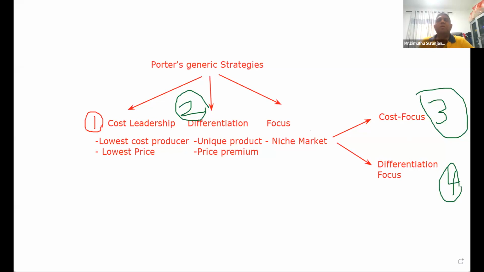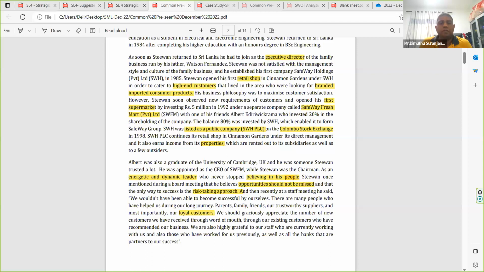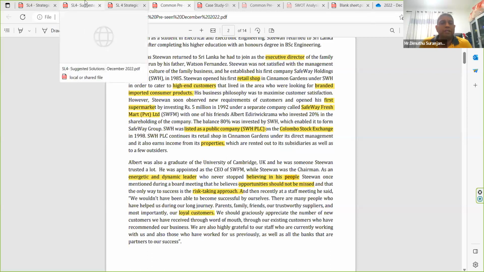You are purchasing or bringing imported items. So a high-end group willing to pay a price premium should be differentiation focus. Obvious, differentiation focus. Right? Number 4 should be the answer. We will see what the examiner says.